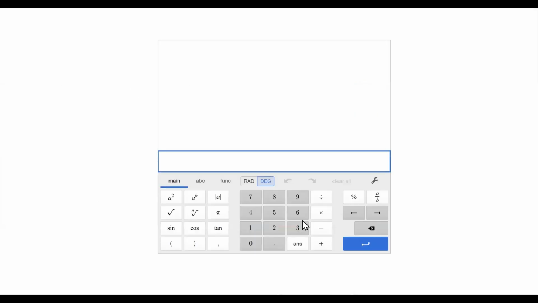I'm going to go ahead and grab my calculator. I'm going to do 365 times 24 times 60. And we find there are 525,600 minutes in a year. Let's go ahead and write that down.